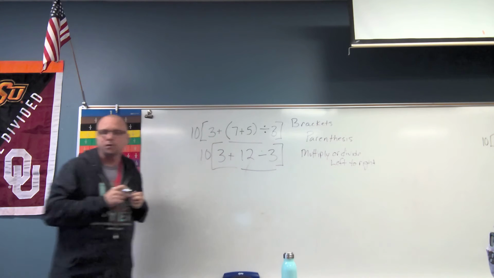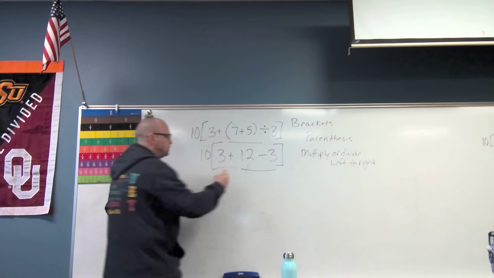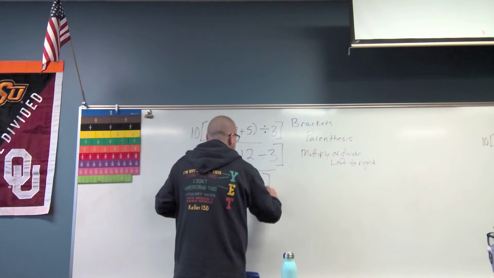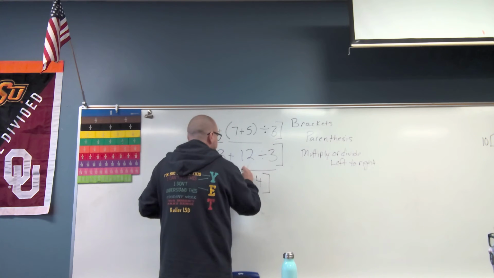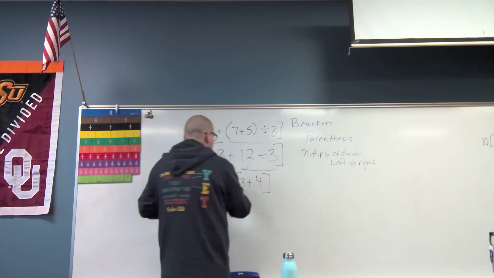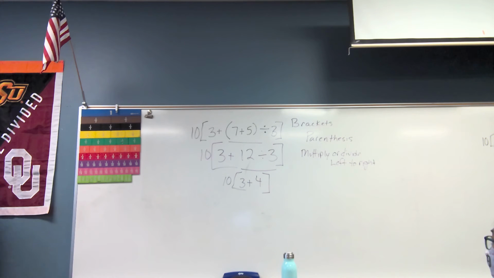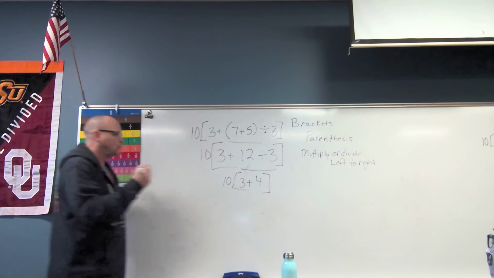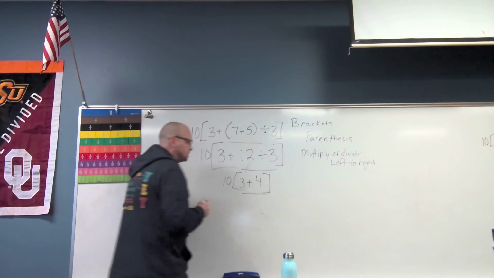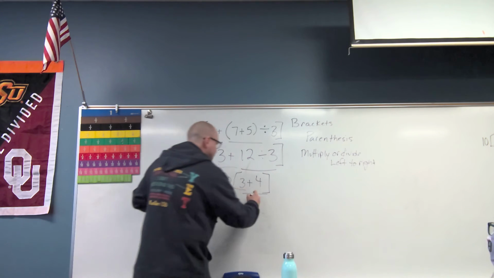And 12 divided by 3 is 4. We are still inside the brackets. So I still do what's inside the brackets. And inside the brackets we have one operation. So 3 plus 4 is 7.